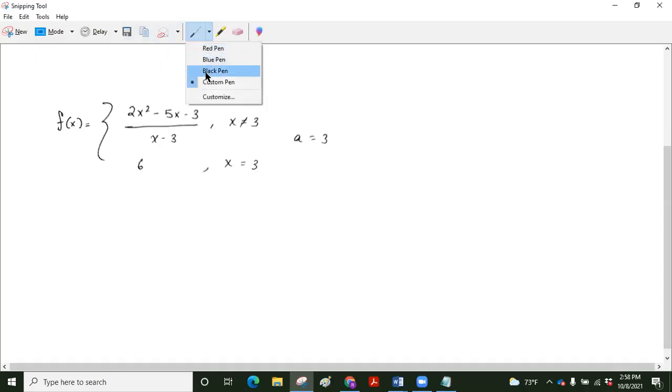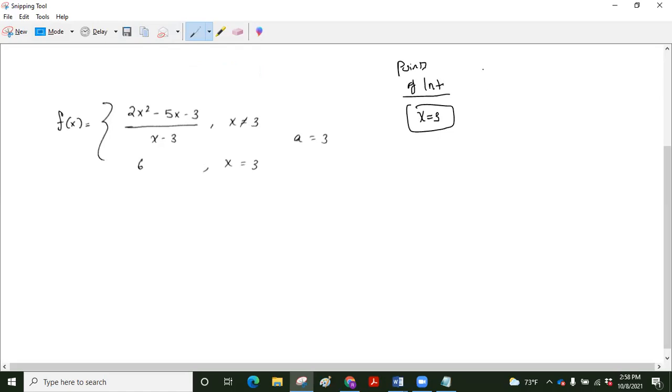Let's take a look at this question here. It's essentially telling me, what are my points of interest? So my points of interest are at x equals 3, right? So for this to be continuous at x equals 3, the limit as x approaches 3 from the right of f of x should equal the limit as x approaches 3 from the left of f of x, and all of this must be equal to f of 3.